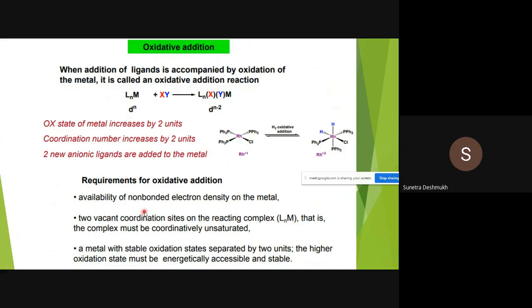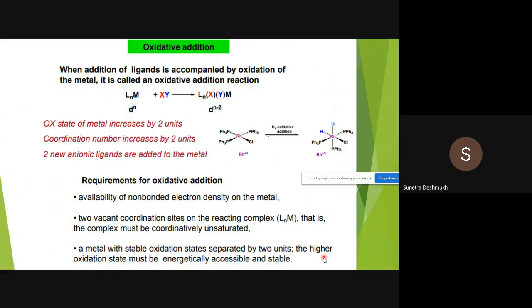Next one, requirement for the oxidative addition. Okay, availability of the non-bonded electron density on the metal. Two vacant coordination sites on the reacting complex, that is, the complex must be coordinatively unsaturated. A metal with stable oxidation states separated by 2 units. The higher oxidation state must be energetically accessible and stable.